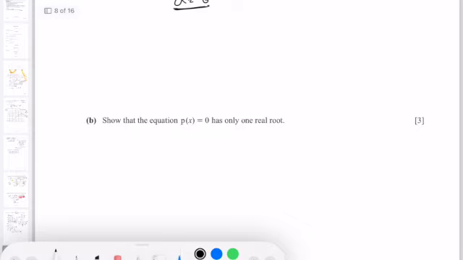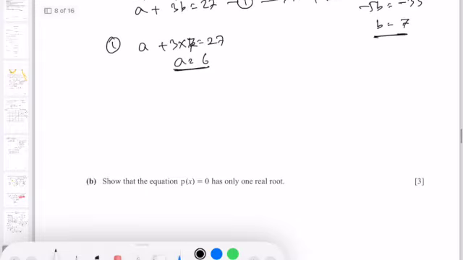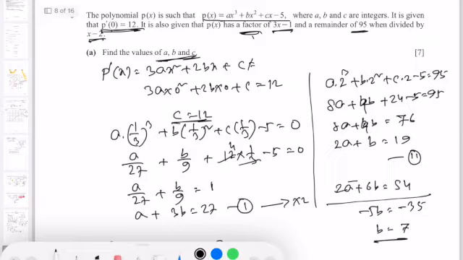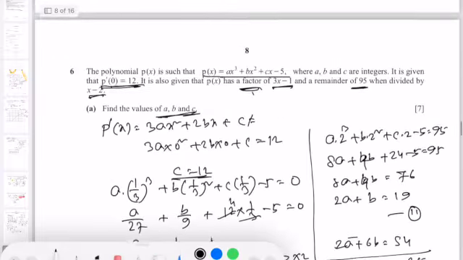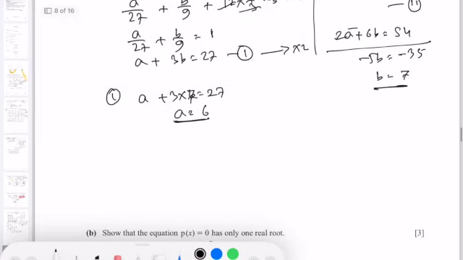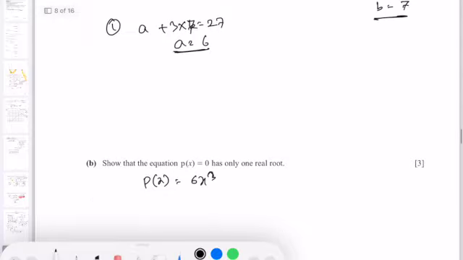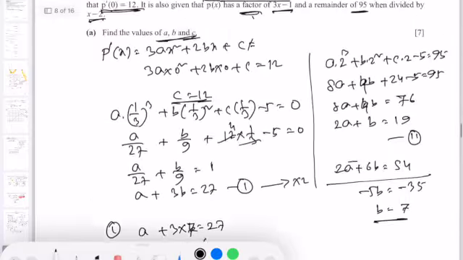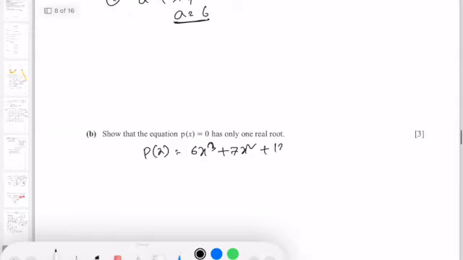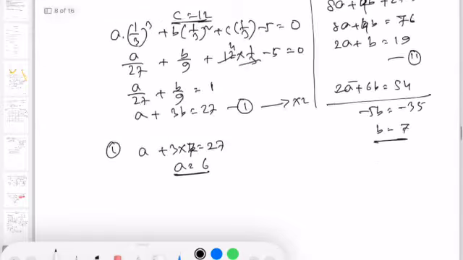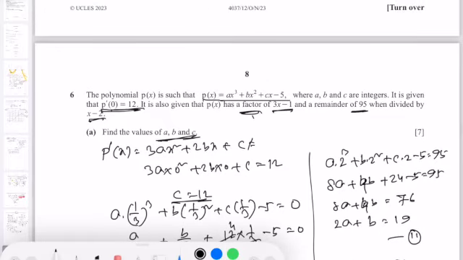Okay, now question 6: show that the equation P(x) equals 0 has only one real root. So let me copy the question first. 6x cube, b is 7, plus 7x square, plus 12x minus 5. Now it is mentioned in the question clearly that 3x minus 1 is a factor.